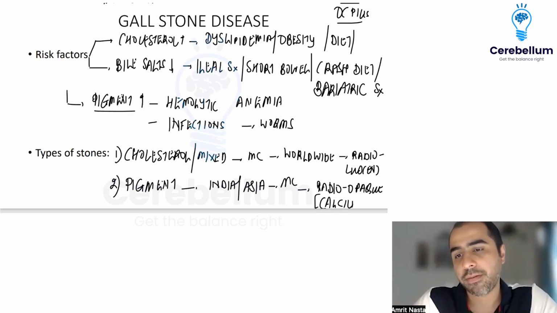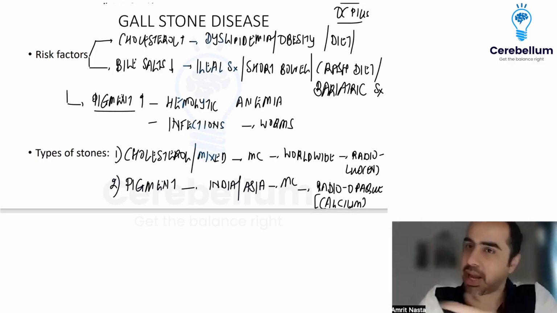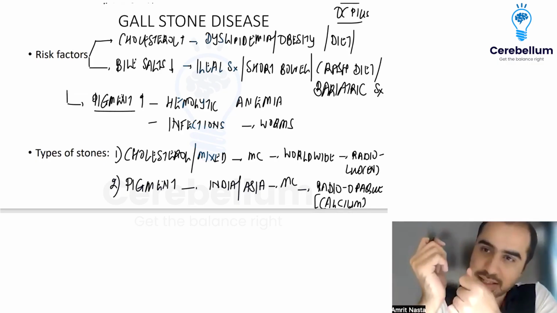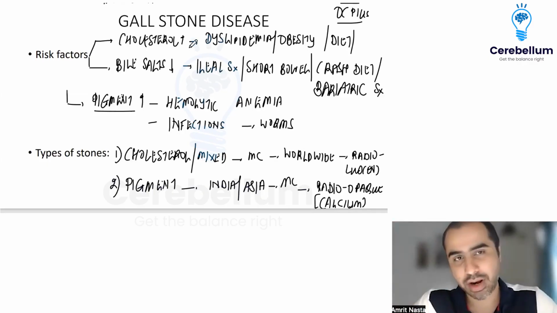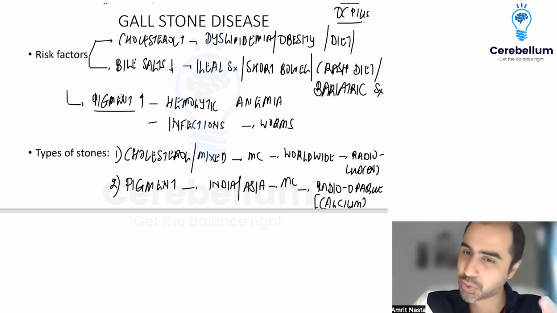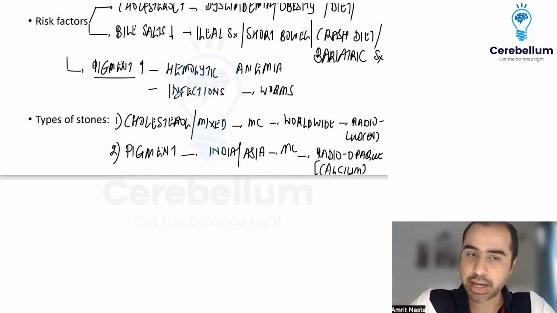These stones are made of calcium bilirubinate, calcium palmitate. They are made of calcium compound. Like bone is seen on X-ray, because it contains calcium. These stones also contain calcium. That's why they are seen on X-ray. But cholesterol stones are not seen. Right? So these are the types of stones.